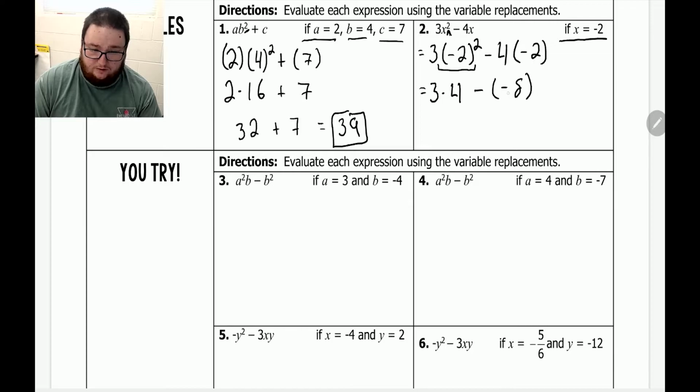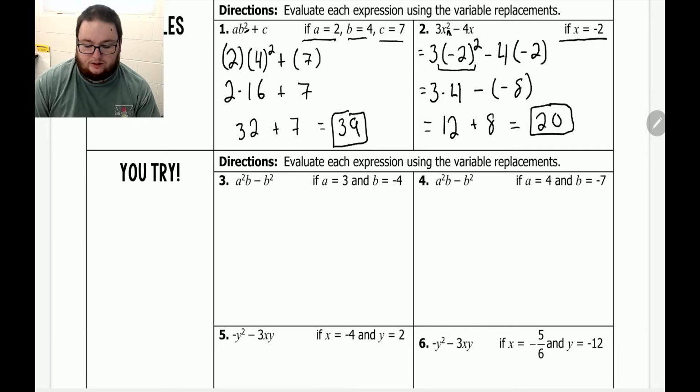And then finally, if we finish this problem out, we have 3 times 4, which is 12. If we subtract a negative, it's the same thing as adding. So we're going to add 8. And 12 plus 8 gives us a positive 20, which is our final answer.